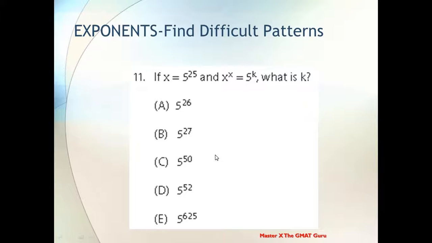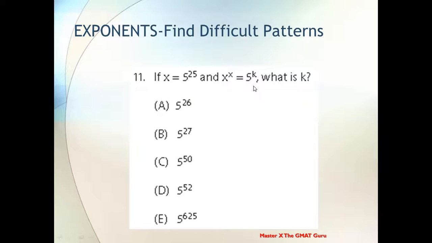Okay, let's go with the big numbers. Could k be 5 to the power of 625? No, that's huge. How could you get that out of this? That's impossible, so you immediately eliminate that. Now, careful. Could k be 5 to the power of 50?